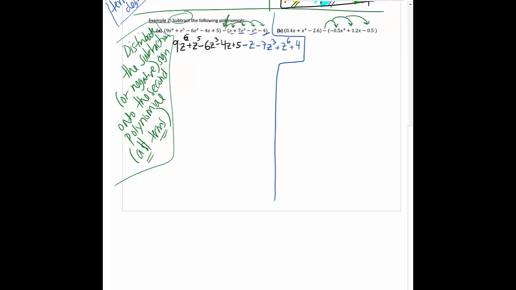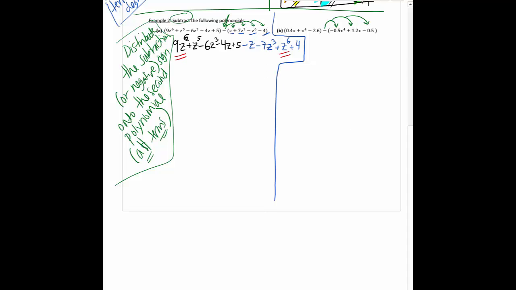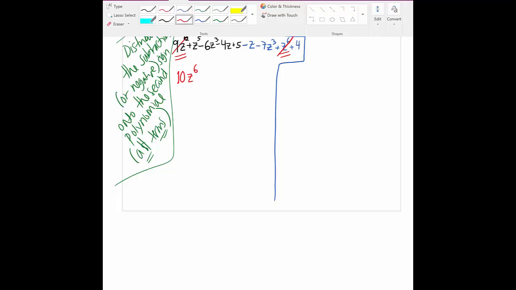What do we have? I see a lot of like terms, but I want to look for the largest exponent, because I want to make sure I write it in descending order of powers. I see that I have a z to the 6th twice here: a 9z to the 6th, and a 1z to the 6th. So it's 9 plus 1, that's 10z to the 6th. That's how those will combine. Because there's so much going on, it helps me sometimes to cross them out when I add them. That way I don't worry about them, and I can just focus on what's left.